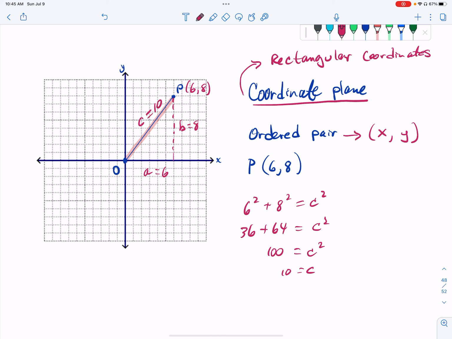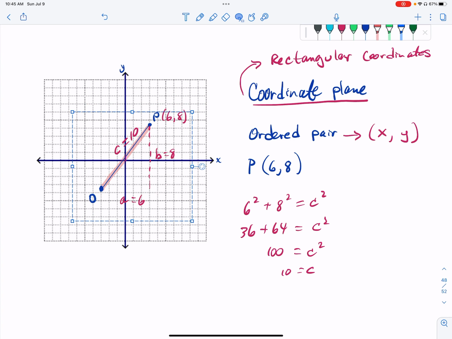So your hypotenuse is 10, which means that O to C is also 10. Now this works whether this is connected to the origin or not. Let's say, for example, I am going to snatch this right here, and let's just move it to some other location like this.